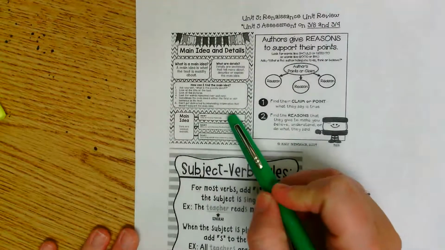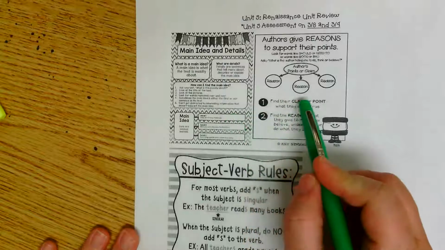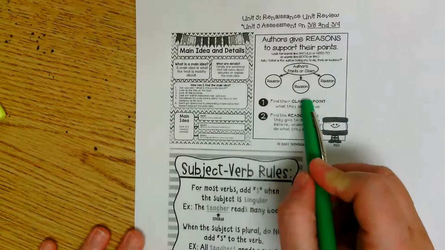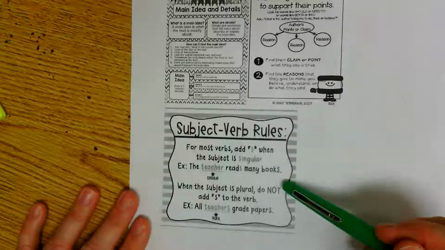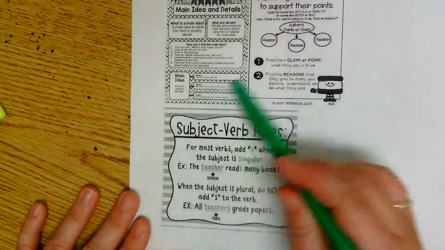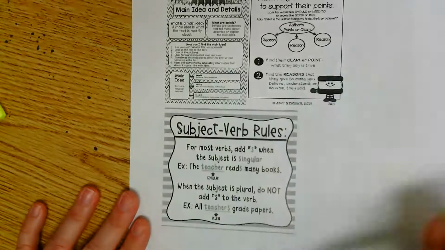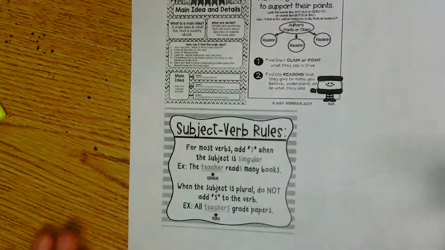So we've discussed main idea and details. We have discussed author's reasons and evidence. And we've discussed subject-verb agreement. So these are the 3 on the front. Once we go over these, we'll flip it over to the back, and there's 2 other skills that we will just go over and review.